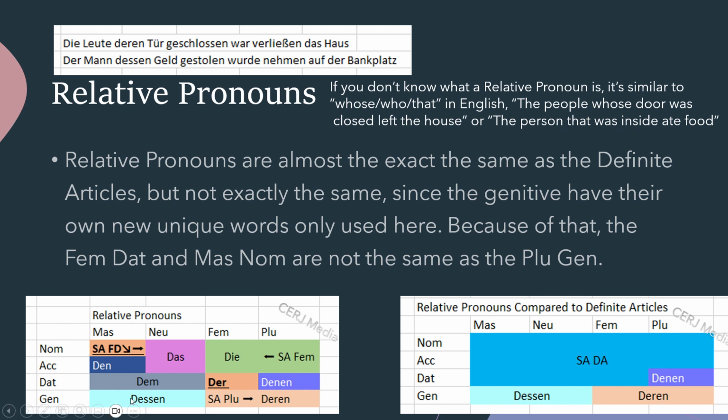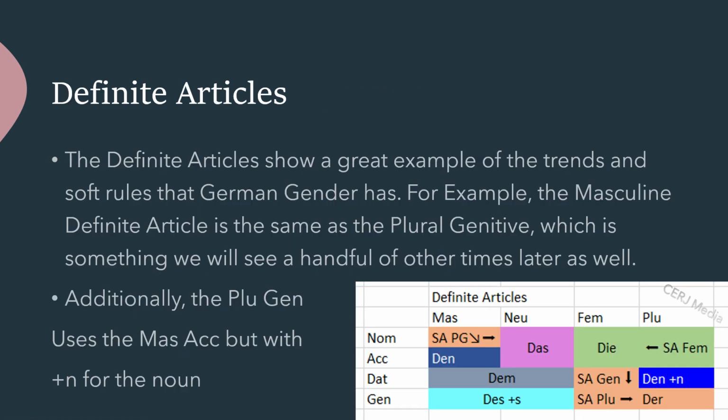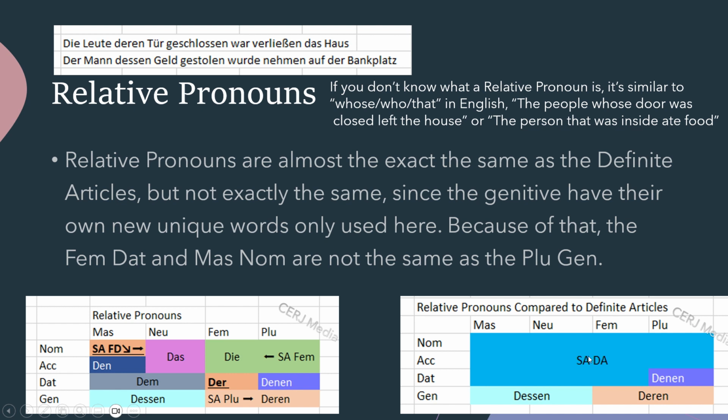As you can see here, most of the stuff is the same, right? However, the plural dative is different. Instead of being den, which it was previously, den plus n, it is denen. The masculine and neuter genitive is dessen, as opposed to des plus s. And the feminine and plural genitive is deren, which is obviously not the same as der. So, like I said, mostly it is the same as the definite article, but not always.